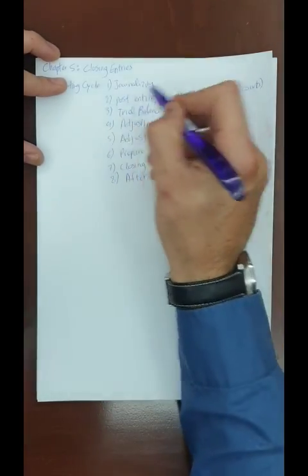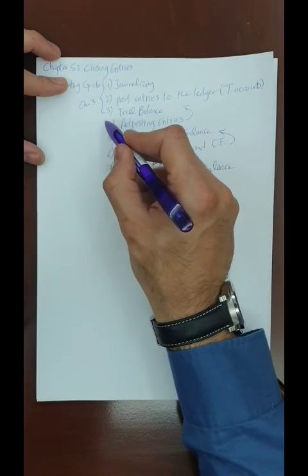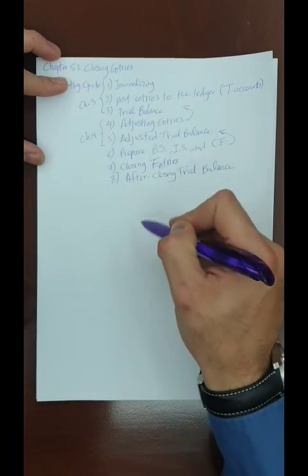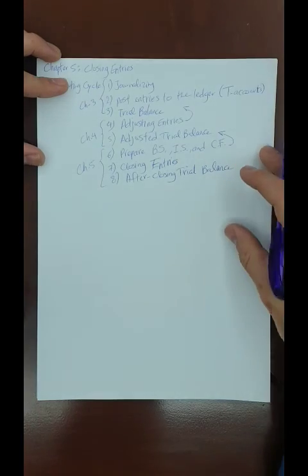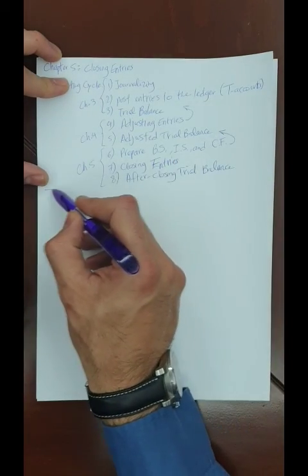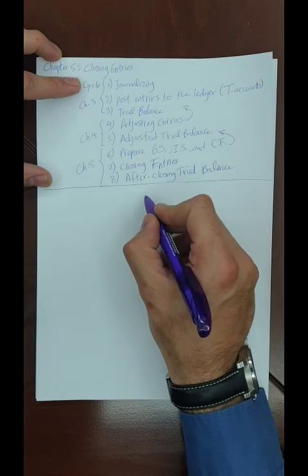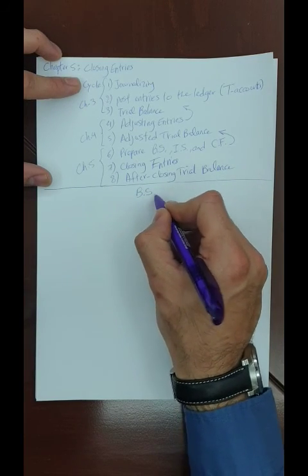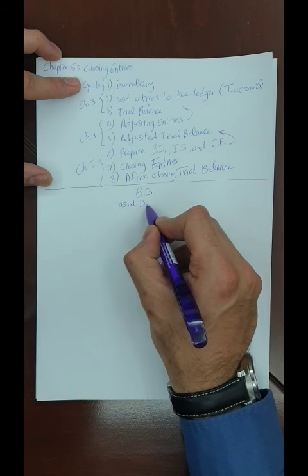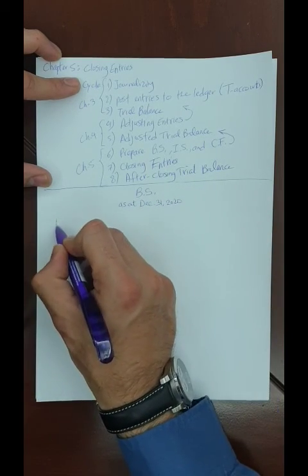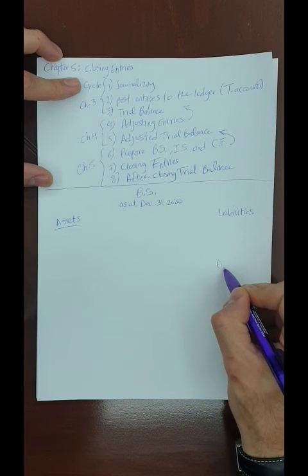So just to remind you, the first 3 steps were covered in chapter 3. The adjusting entries and the adjusted trial balance were covered in chapter 4. The last 3 steps are covered in chapter 5. Throughout the chapters so far, we've introduced how to prepare a balance sheet. A balance sheet should have a specific date, so as at December 31, 2020. It has 3 categories: assets, liabilities, and owner's equity.